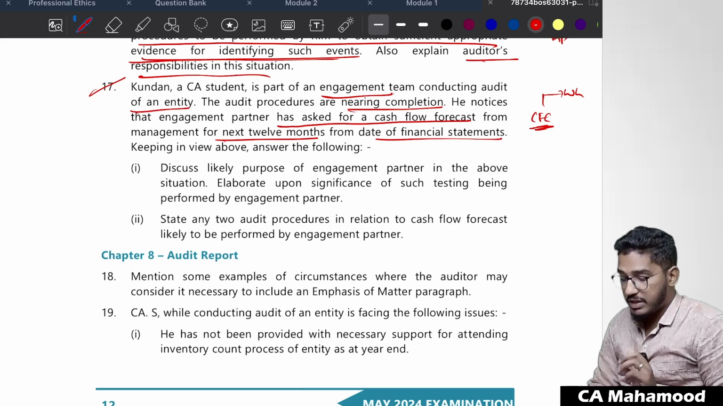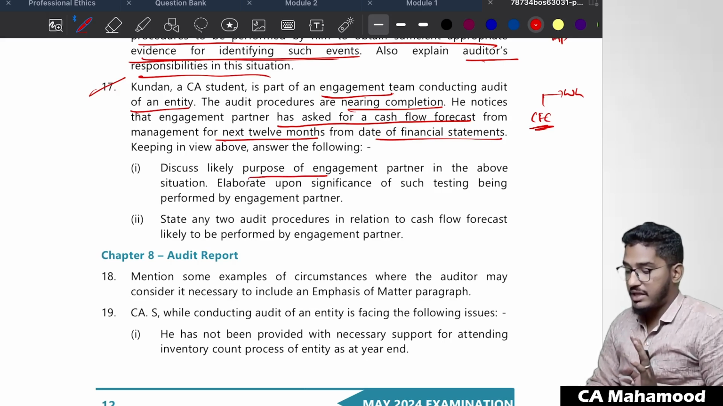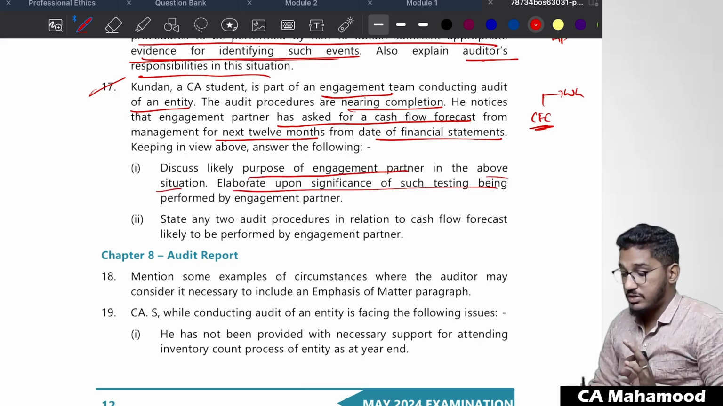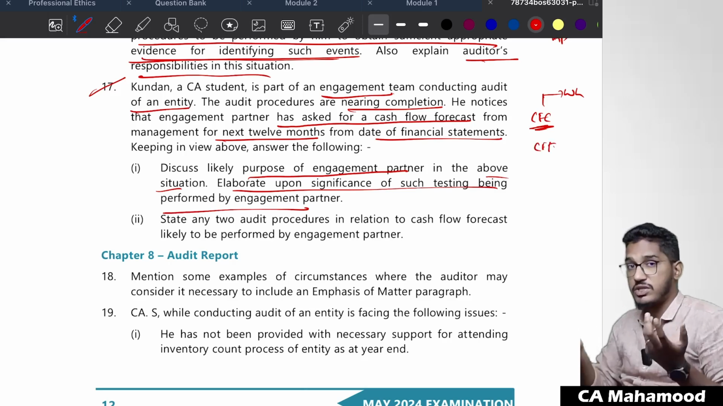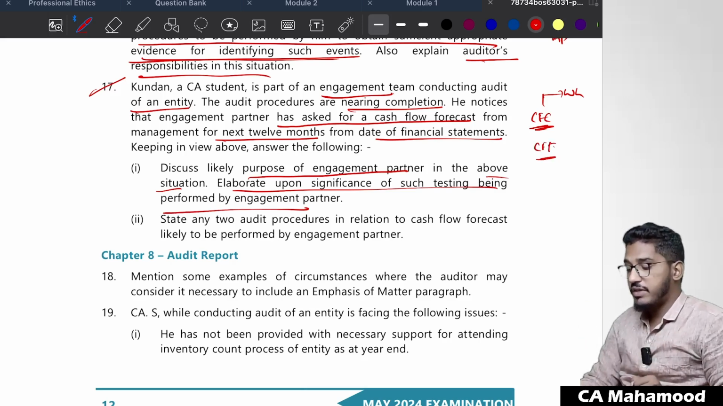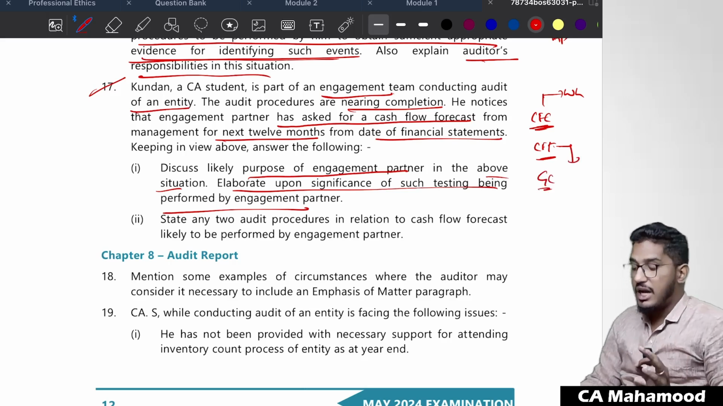Keeping in view the above, answer the following. Discuss the likely purpose of the engagement partner in the above situation. Elaborate upon the significance of such testing performed by the engagement partner. Depending on whatever they have told, the engagement partner is verifying the cash flow forecast. What is he trying to achieve? What is his purpose? By verifying the cash flow forecast, he wants to establish whether the going concern assumption is valid or invalid, and also why testing the going concern assumption is important.